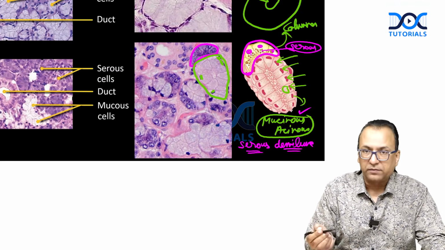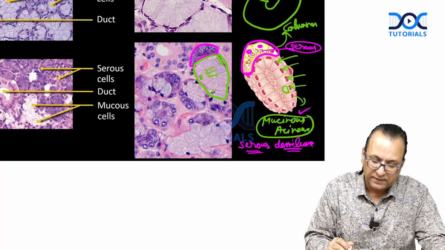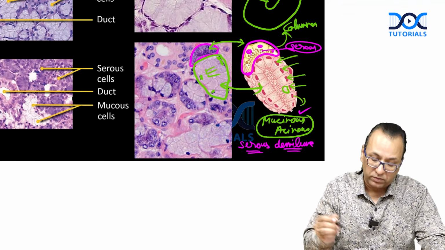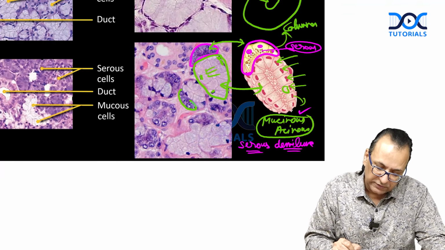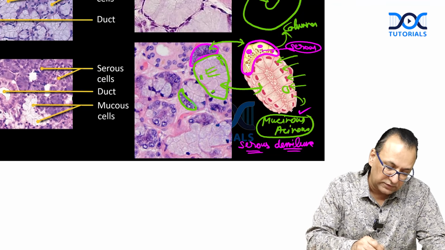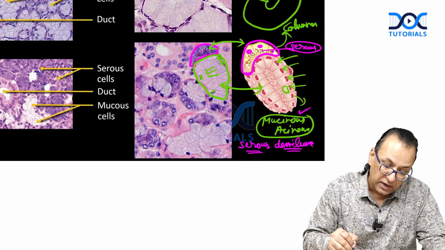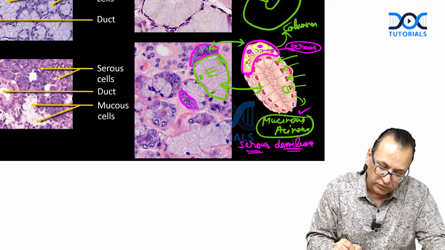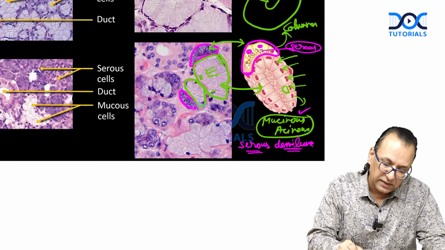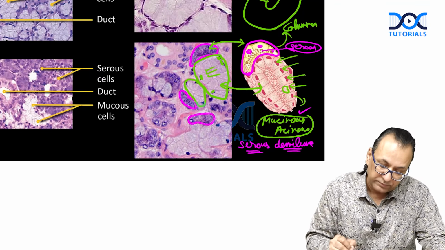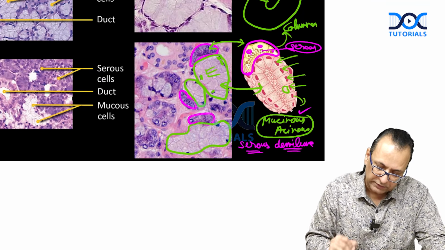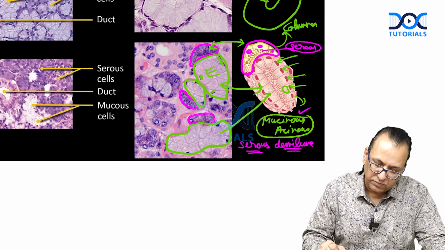And color. This is lightly stained, the mucinous acini. And if you are talking about the serous, it is darkly stained. One more. You see, this is a serous cap. Let us keep the color code the same as we are telling. This is the serous cap on the mucinous acinus. So this is the mucinous acinus. So how do you know that this is a mucinous acinus?